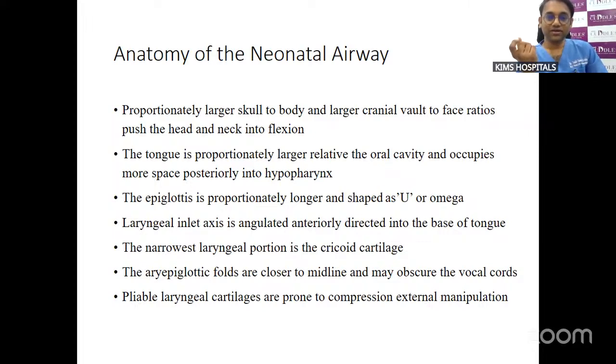Compared to the adult or a pediatric patient, the epiglottis is longer, floppy, and usually omega shaped or inverted U shaped. The narrowest laryngeal portion in the newborn baby is the cricoid cartilage, compared to the adult where it is at the glottis. The aryepiglottic folds, which connect the arytenoids to the epiglottis, are very close to the midline and very floppy, and they may prolapse into the vortex. The laryngeal cartilages are very soft and can be compressed easily, so any external compression, such as from a dressing or any other external application, can lead to airway collapse. These are all the anatomical differences of the neonate compared with the adult.